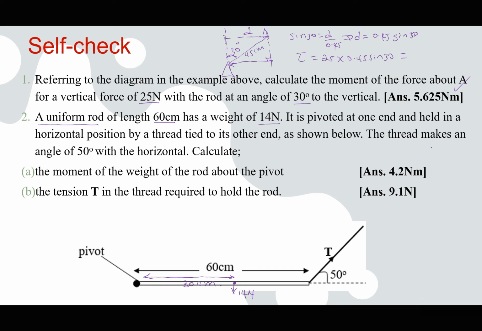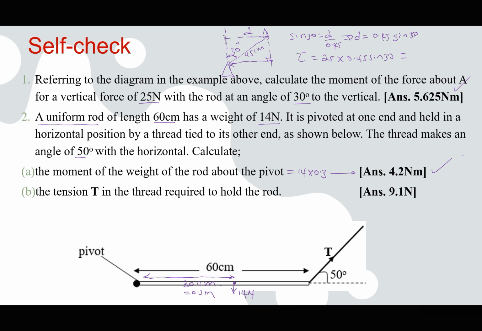As shown below, the thread makes an angle of 50 degrees with the horizontal. Calculate the moment of the weight of the rod about the pivot. The weight is at the center, and the perpendicular distance is 30 centimeters. So the moment of the weight about the pivot is the weight, 14 newtons, times the perpendicular distance, 30 divided by 100, that is 0.3 meters. 14 times 0.3 gives us 4.2, which is correct.